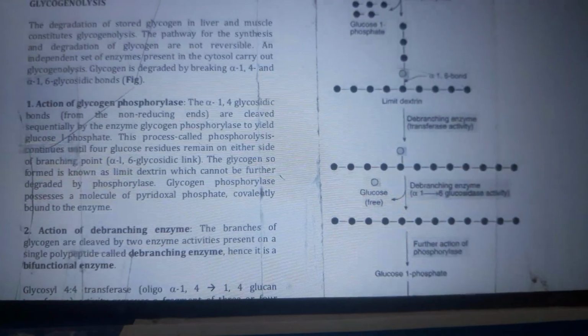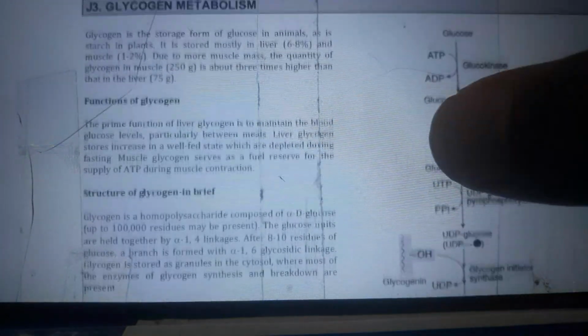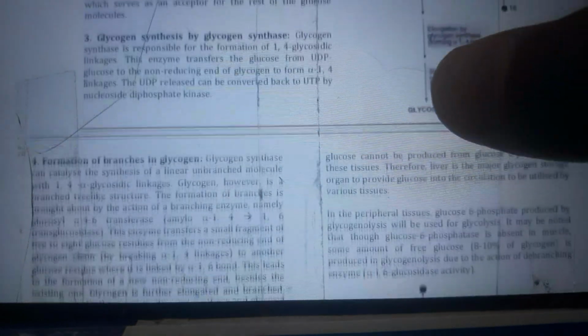With the subject of glycogenolysis on molecular interactions relevant to cell biology at section J3, glycogen metabolism. Welcome back to the lecture.